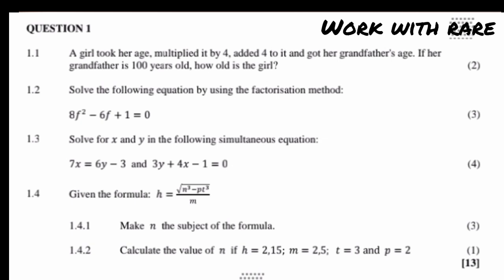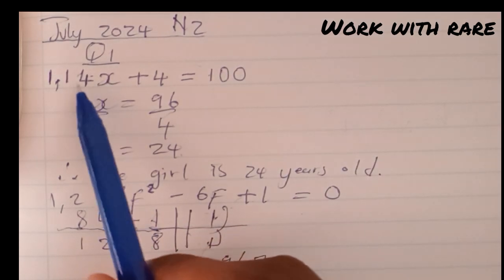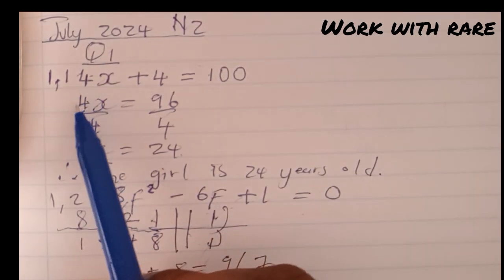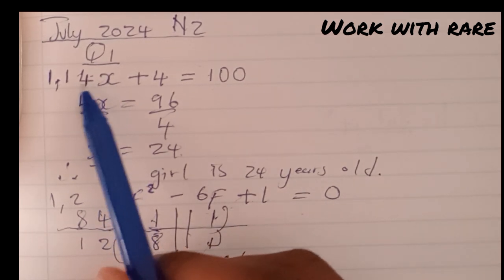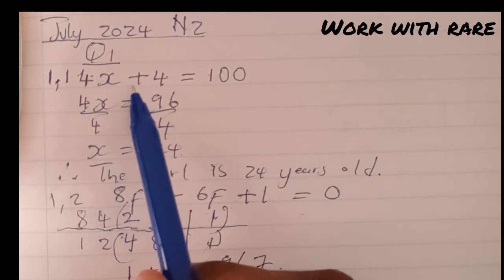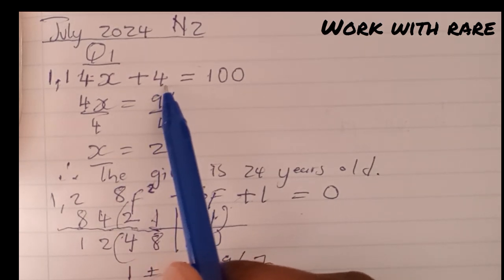First statement: a girl took her age. So let's take the girl's age as x. A girl took her age multiplied by 4, so here I wrote 4x. Remember, this is a product, so it's 4 multiplied by x, which is 4x. So I multiplied the girl's age by 4, added 4, and got her grandfather's age.